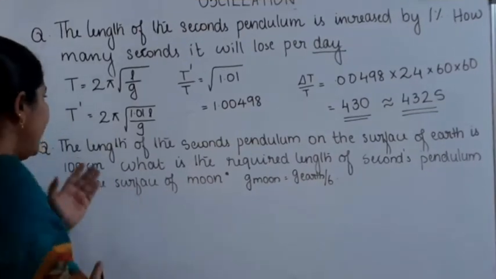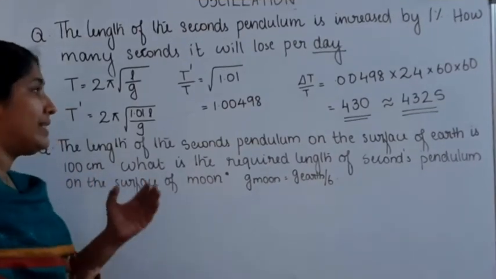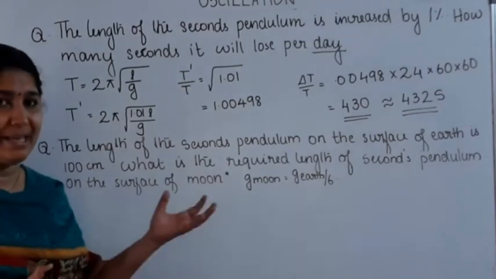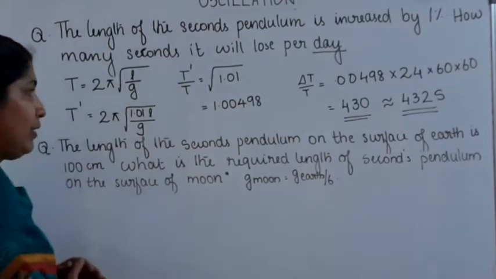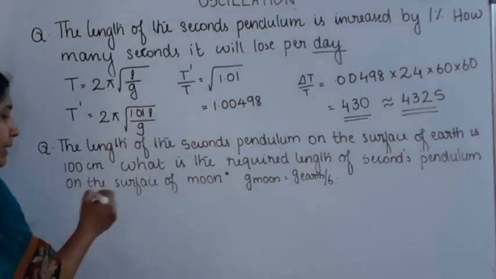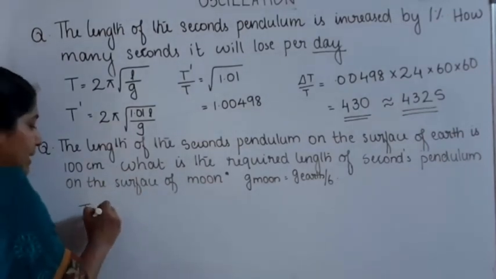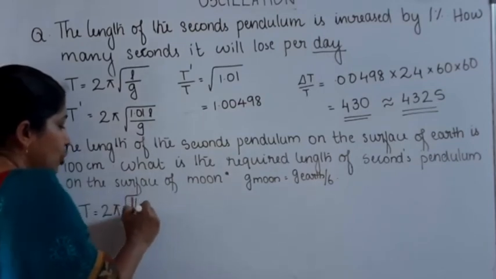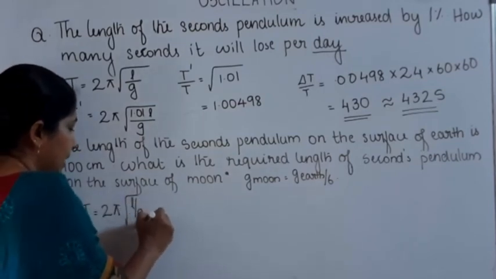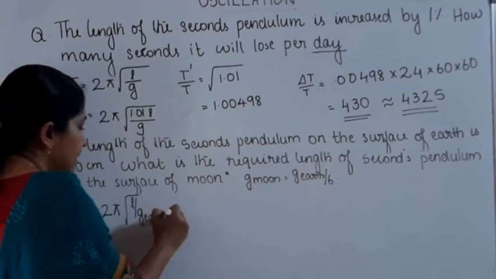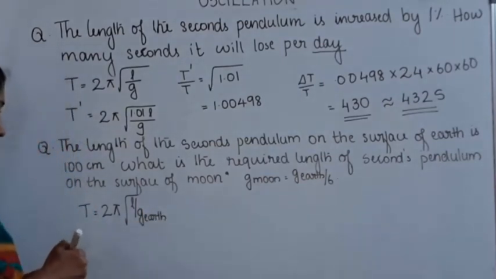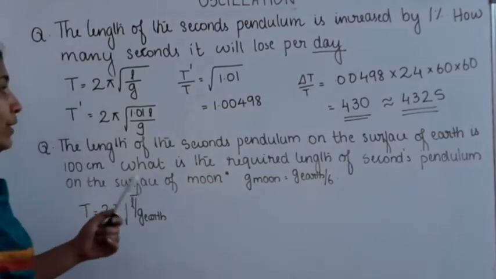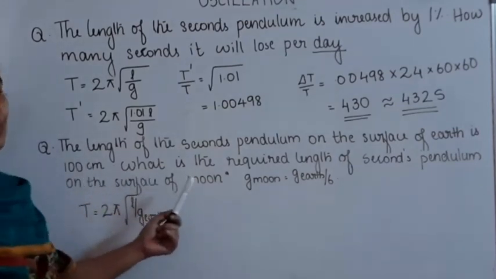Our next question: the length of the seconds pendulum on the surface of the earth is 100 centimeter. The time period corresponding to that is equal to 2π root of L divided by g earth, where L is the length and acceleration due to gravity is g earth. What is the required length of the seconds pendulum on the surface of the moon?